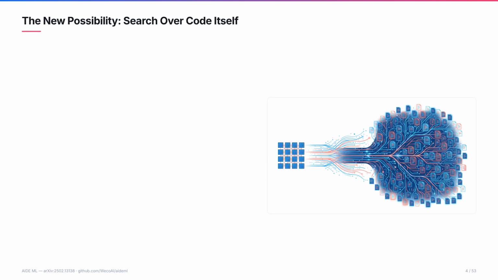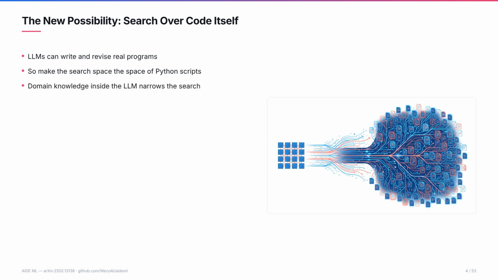It cannot invent a new feature or restructure the pipeline, because those things were never in the search space. Large language models changed what is possible. If a model can write and revise real programs, then the search space does not have to be a grid of configurations. It can be the space of code itself. That is a much larger space, but the language model carries enormous domain knowledge, and that knowledge narrows the search toward promising solutions. This is the core bet of the paper.